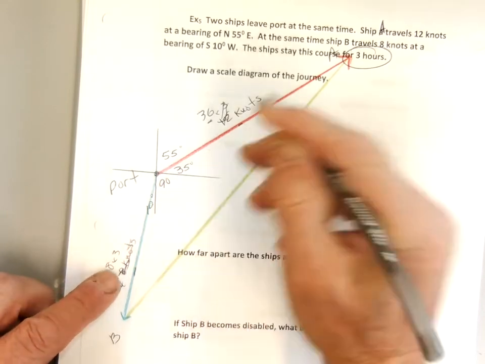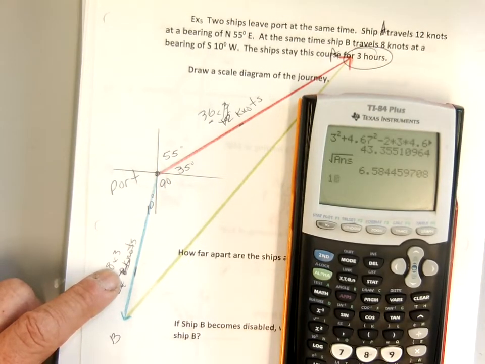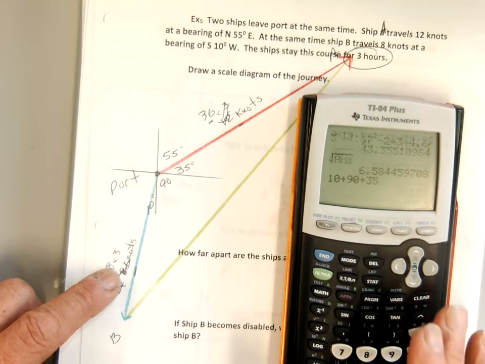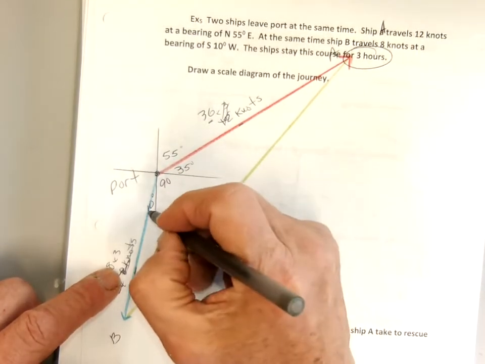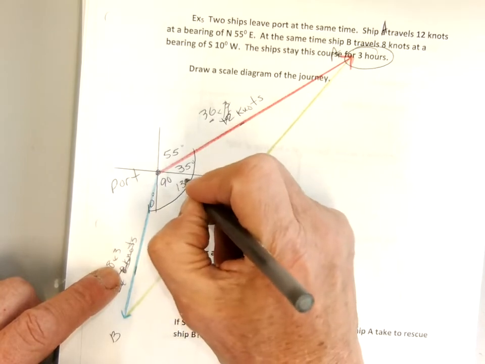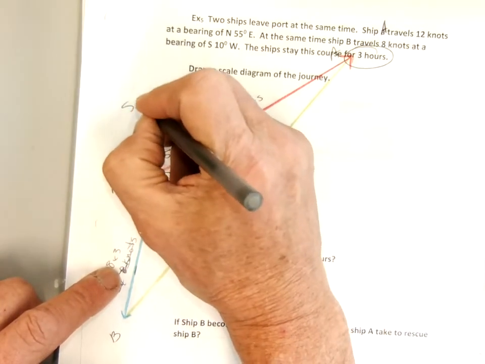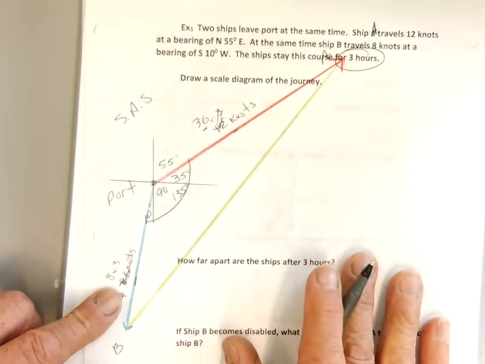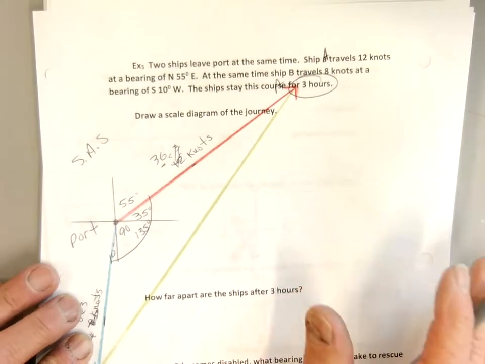Okay, so I'm just going to add those up. I'm going to go, okay, 10 plus 90, and I get about 135 for that angle. And now I really do have side angle side, which is the law of cosines, okay? Law of cosines.